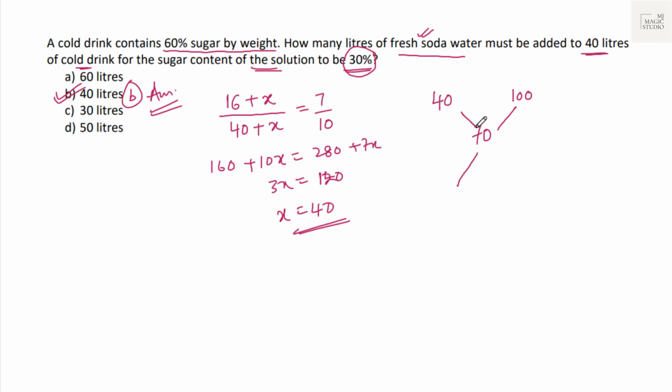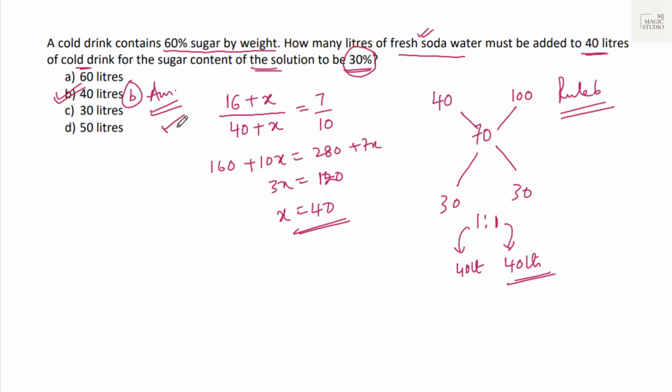So we can use our cross diagram. 100 minus 70 is 30 and 40 minus 70 is 30. That means the ratio of the old mixture and the new fresh soda is 1:1. The volume of the old mixture was 40 liters. Hence the volume of the fresh soda added is also 40 liters. This way also you can use it. Rule number 6, butterfly diagram, or straight away you can frame the equation and do it. Option B, 40 liters, is the answer.